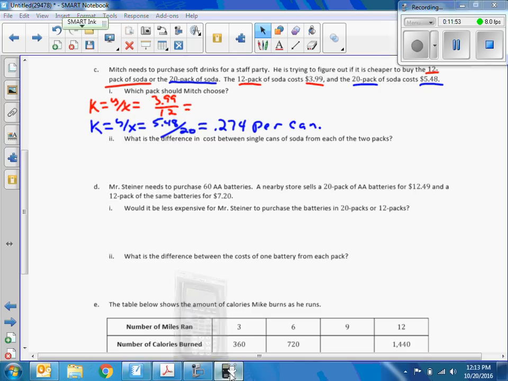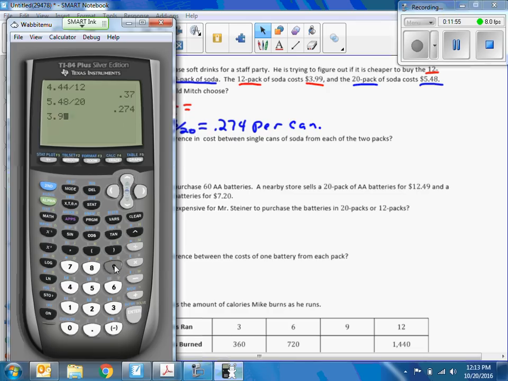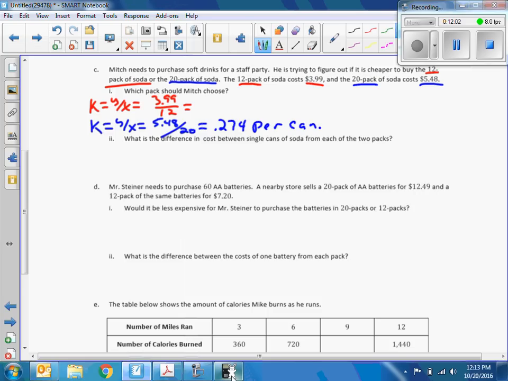And then $3.99 divided by 12. 3.99 divided by 12, and we get 33 1/4 cent. So that's 0.3325 per can. All right? So the 20-pack is cheaper than the 12-pack. Interesting. Usually bulk is cheaper, but not in this case. What is the difference in cost between the single can of soda from each of the 2 packs? Well, I didn't round yet, so I'm going to be precise on this one.